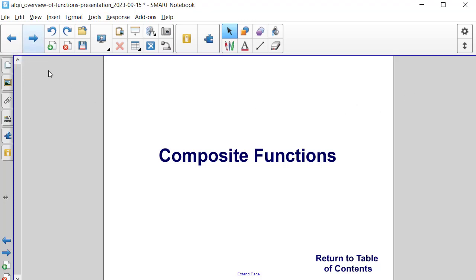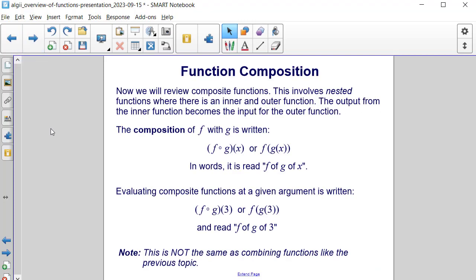Composite functions. Now we will review composite functions. This involves nested functions, where there is an inner and outer function. The output from the inner function becomes the input for the outer function.